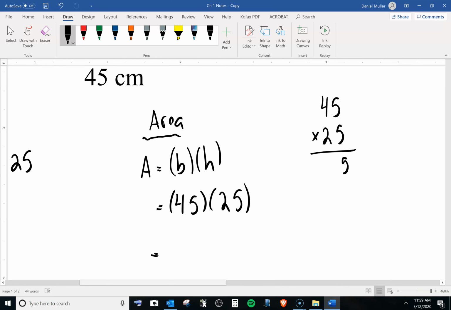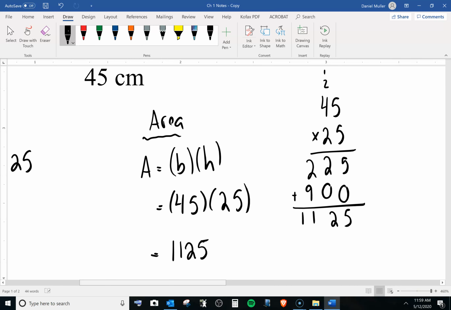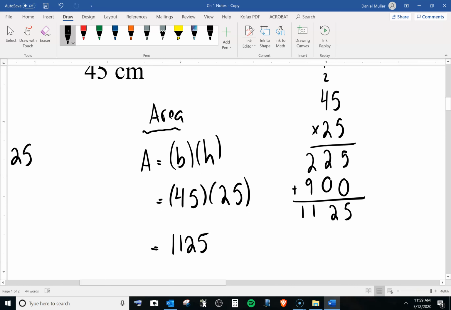5 times 5 is 25, carry the 2. 5 times 4 is 20, plus the 2 is 22. This next row, start with a 0. 2 times 5 is 10. 2 times 4 is 8. 8 plus the 1 is 9. Now I can add those up. So I get 5, 2, and 11. So my total answer is 1,125.